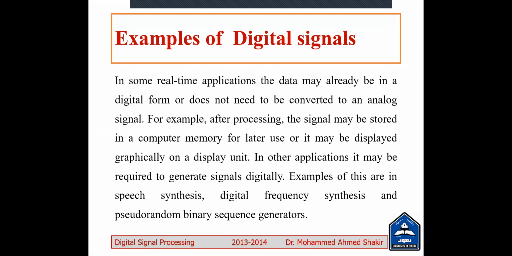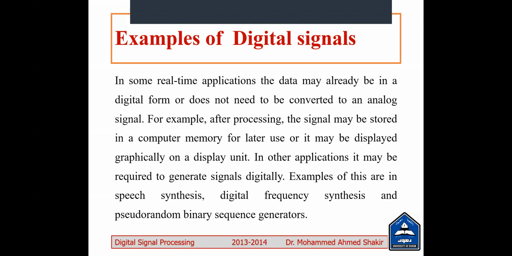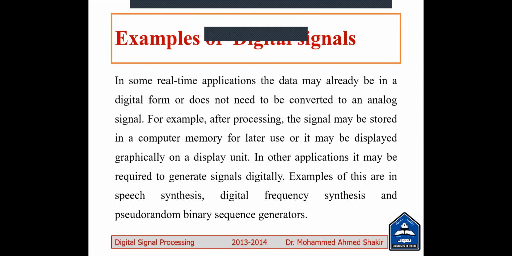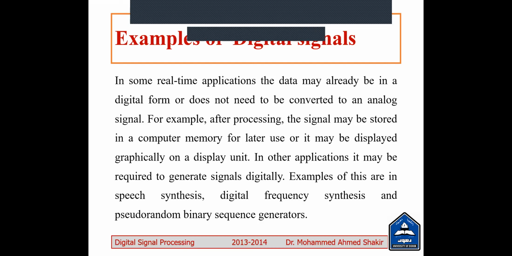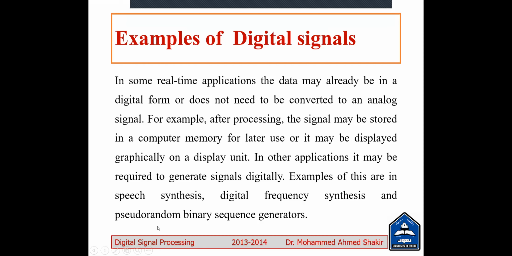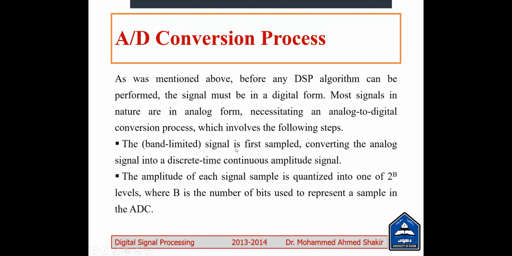Now in some real-time applications, the data may already be in digital form and doesn't need to be converted to an analog signal. For example, after processing, the signal may be stored where? In a computer memory for later use, or it may be displayed graphically on a display unit. In other applications, it may be required to generate signals digitally. Examples of these are speech synthesis, digital frequency synthesis, and pseudo binary sequence generators.